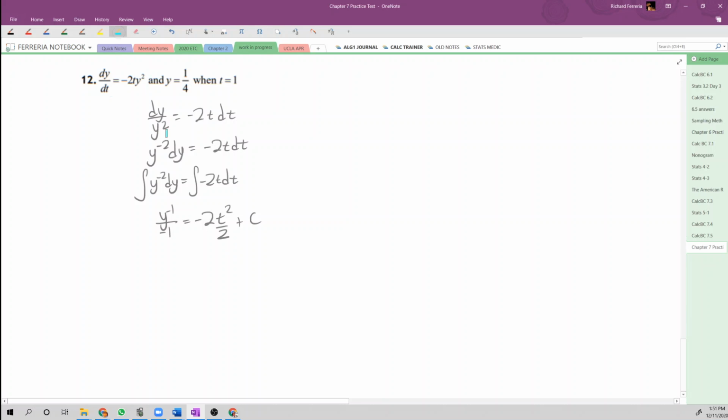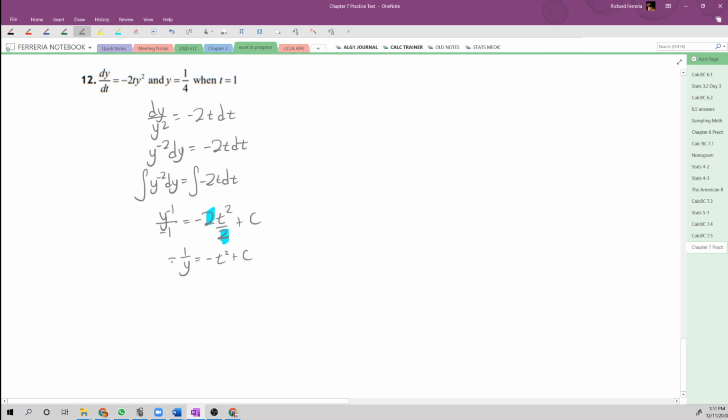As we see, there is some cancellation that goes on here, so we can simplify this a little bit. On the left side, that's going to be negative 1 over y. The right side, that's going to be negative t squared plus constant.